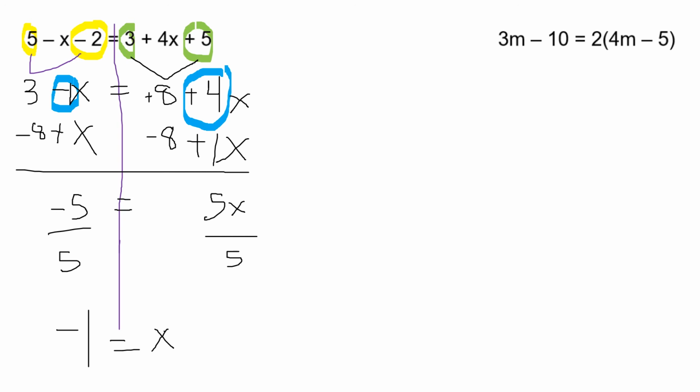And our last one. Again, we have variable on both sides, and we end up having constants on both sides. And we have parentheses, which means we need to distribute. So we need to distribute that too. So we have 3m minus 10 equals 2 times 4m, which is 8m, and 2 times negative 5, which is a negative 10.